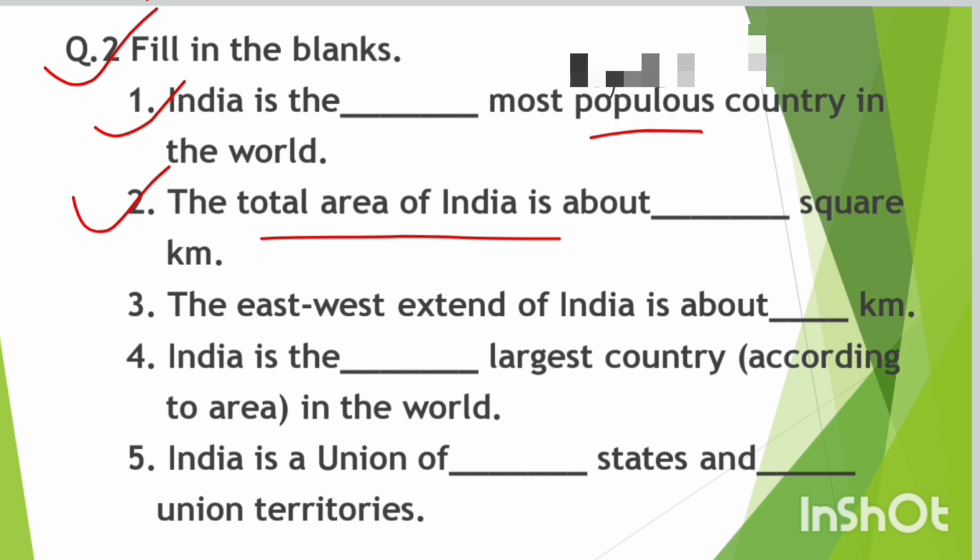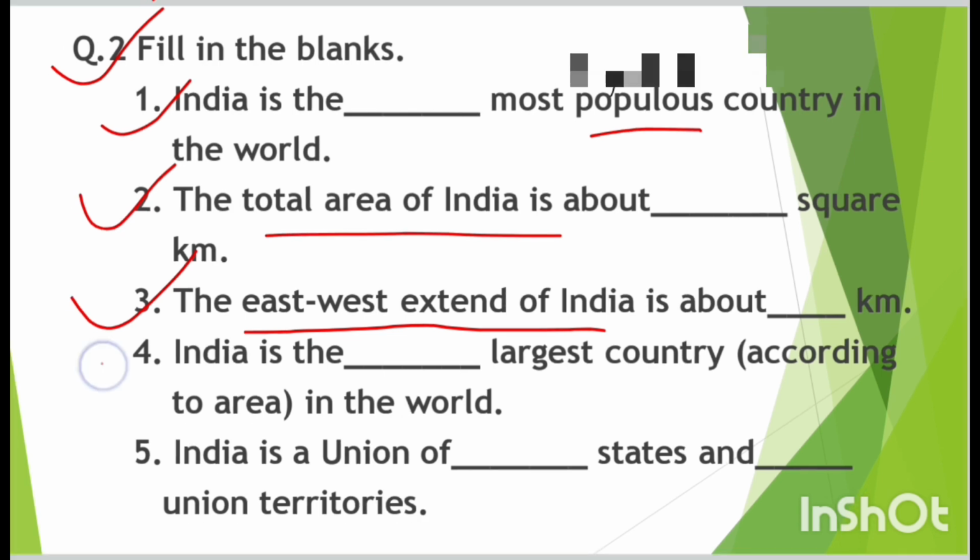Answer: 32,87,263 square kilometer. Next question, question number 3, the east-west extent of India is about dash kilometer. Answer: 2,933 kilometer. Next question, question number 4, India is the dash largest country according to area in the world. Answer: 7th.